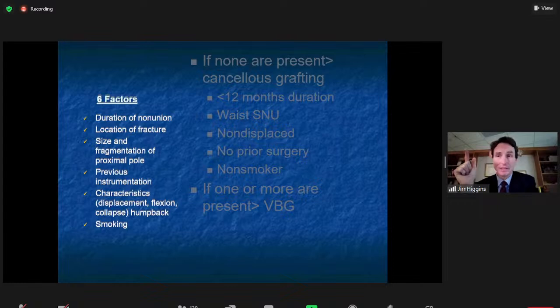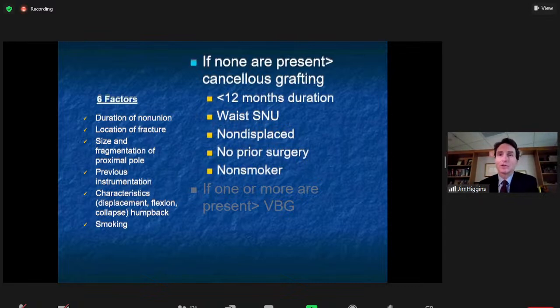By the way, a lot of people define that in a lot of different ways, but we know the more proximal you are, the riskier you are. Size and fragmentation of proximal pole, this is super worrisome if it's fragmented. In fact, this to me would lead to an osteochondral reconstruction. We can talk more about that. Previous instrumentation, this is an incredibly worrisome risk factor. If you were to weight these risk factors, I would say previous instrumentation probably the most worrisome. Humpback deformity, and there's a lot of ways characteristics or displacement is described, but I would just simplify it as yes or no with a humpback. And then lastly, patient smoking. This is something we don't talk about much in scaphoids, but it is an independent risk factor.